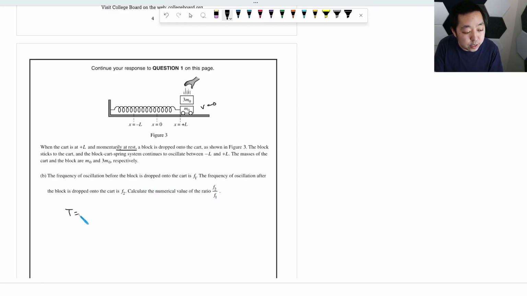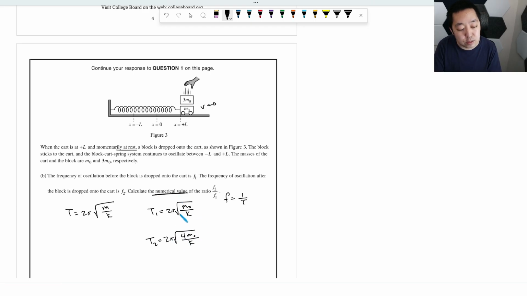So here, we know the period is related, because if we're asking about the frequency, we know frequency is 1 over the period, right? So the period is going to be 2 pi root m over k. By attaching this other block, I've now increased the mass. So you could say T1 is going to be 2 pi root m0 over k, and then T2, once I've added that block, is going to be 2 pi root 4m0 over k. And they want a numerical value, so it can't have any variables in it. So really, f2 over f1 is the same as, because it's reciprocal, T1 over T2. T1 is this guy right here, 2 pi root m0 over k.